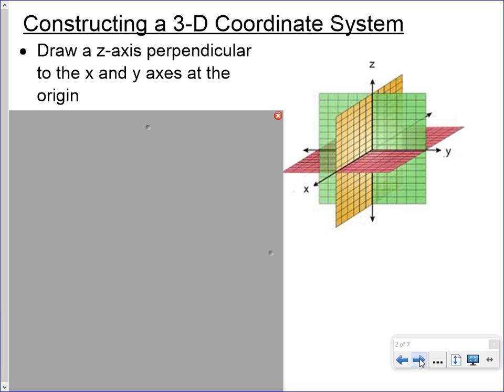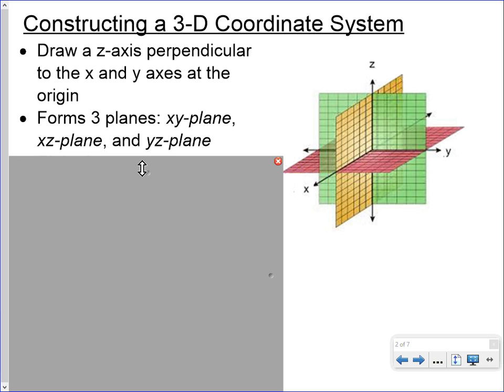By doing that, you will have created, instead of a single plane, the xy plane, three planes. The xy plane, which is represented by that pink plane in the picture. The xz plane, which is represented by the yellow plane, and the YZ plane, which is the green.